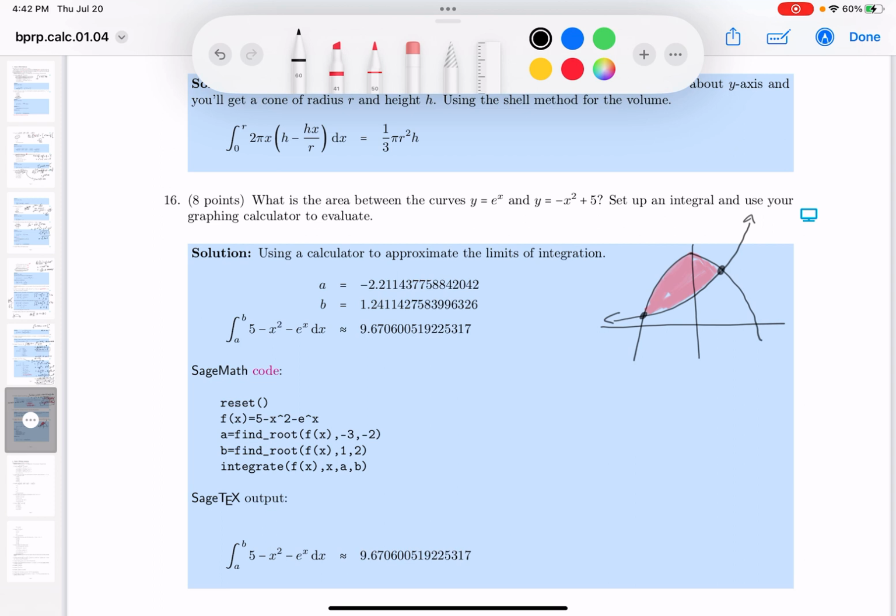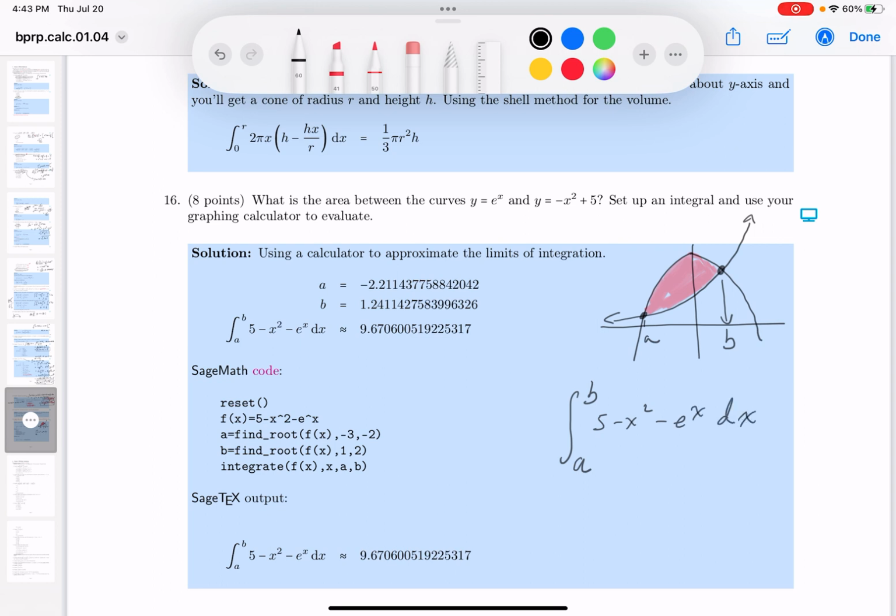All right, but before I do that, I want to point out it's fairly easy to write down if I knew this thing, I'm going to call it B, and if I knew this thing over here was A. It's really easy to write this thing down. What do you get? The integral from A to B. The upper curve is what? It's the parabola, so I'm going to say 5 minus x squared minus the lower curve, which is e to the x, dx. So it's really easy to write that down.